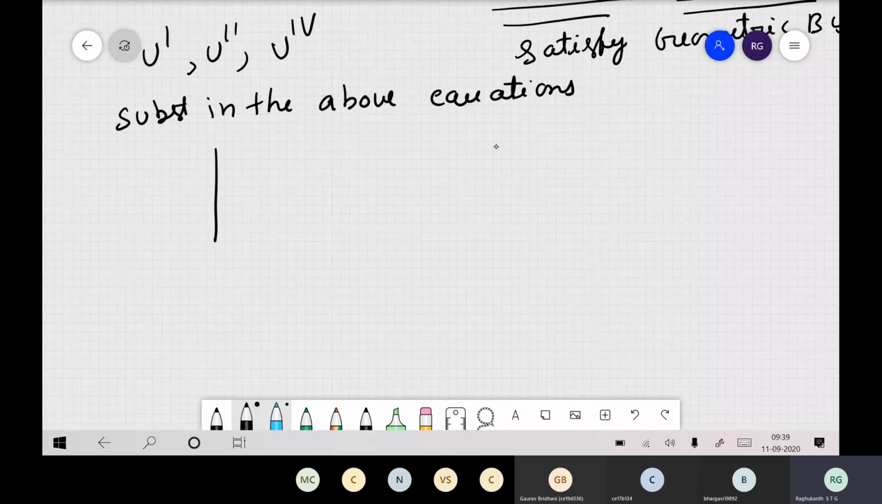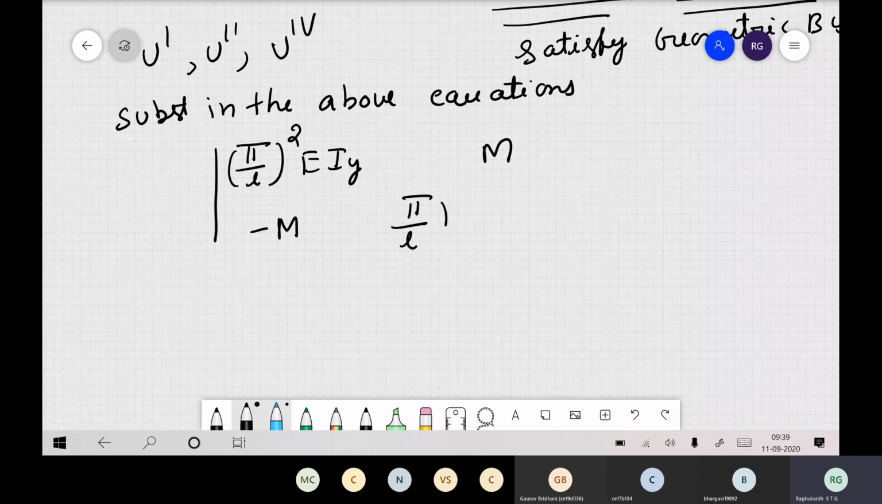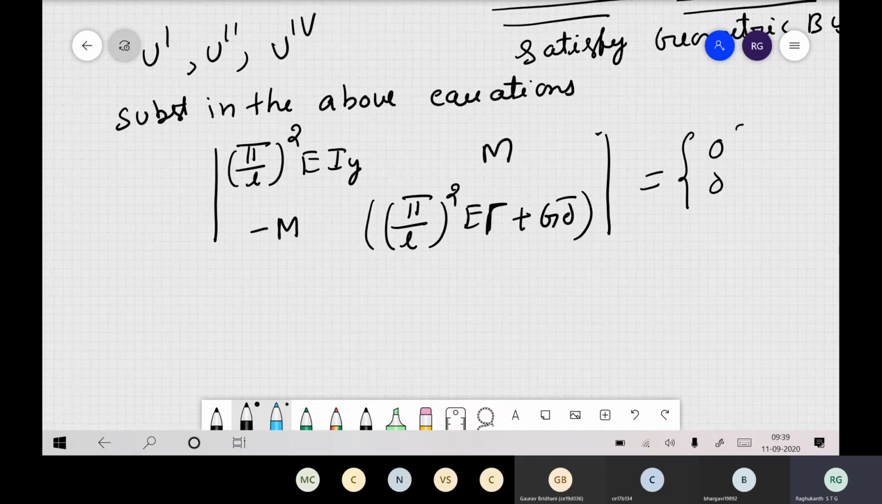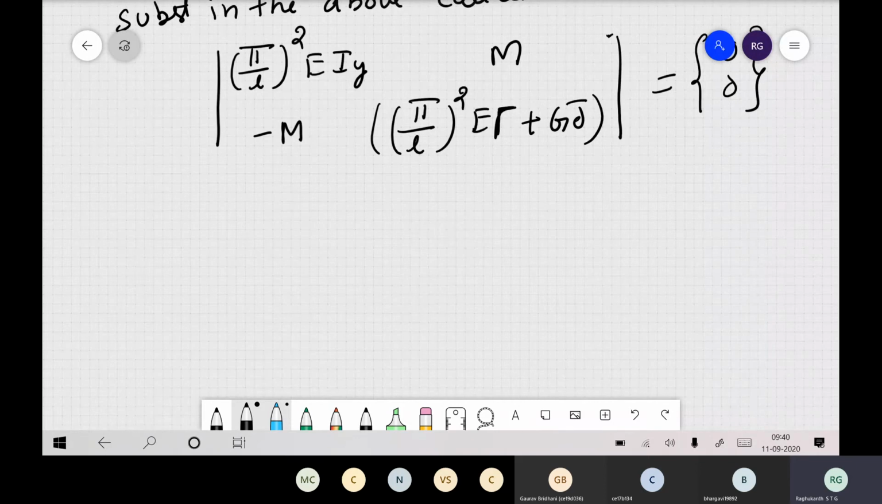So you can write it in a matrix format. Pi by L whole square EIy, and then you have M here, then minus M here, then pi by L whole square, and here you have the warping constant plus GJ. The determinant of this matrix has to be zero, of course with A and B also. Now you solve for M, because we want to find the bending moment at which your beam is going to undergo lateral torsional buckling.